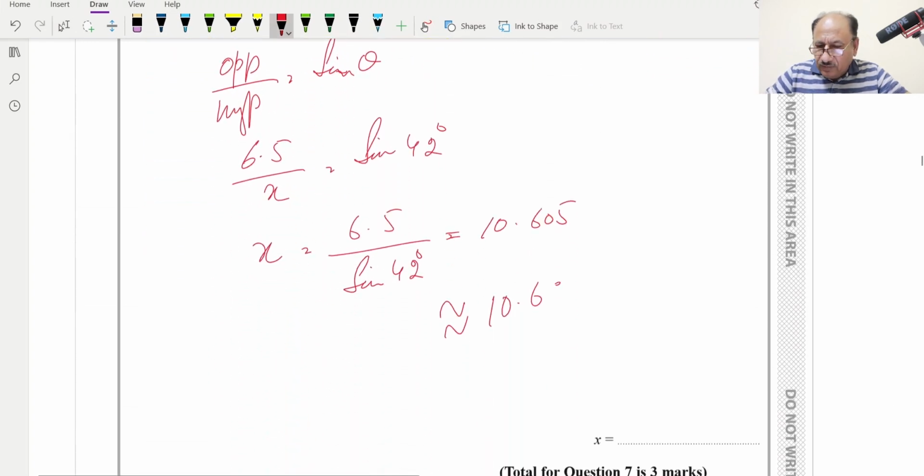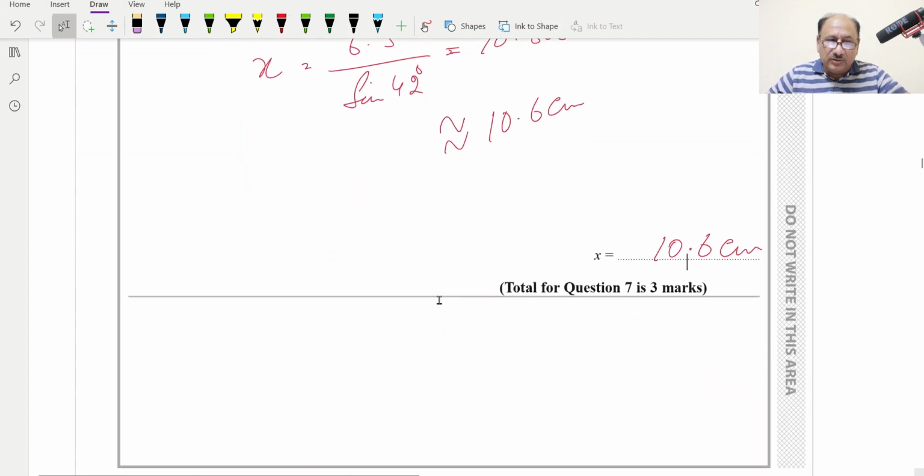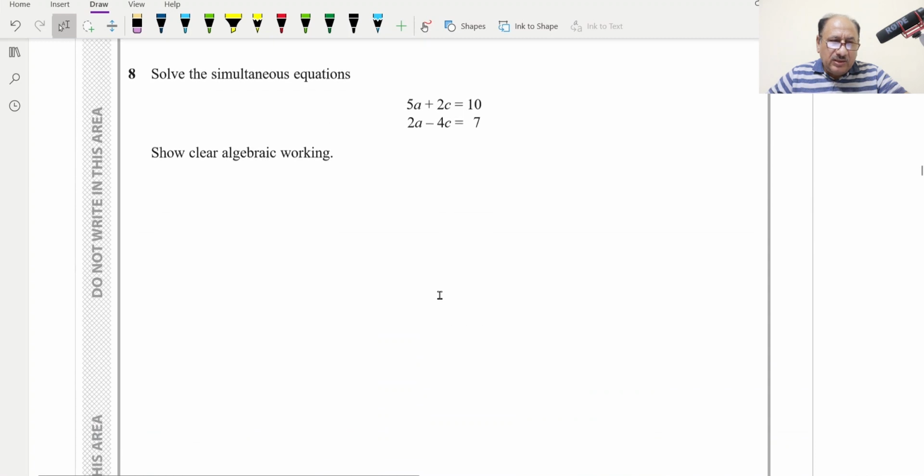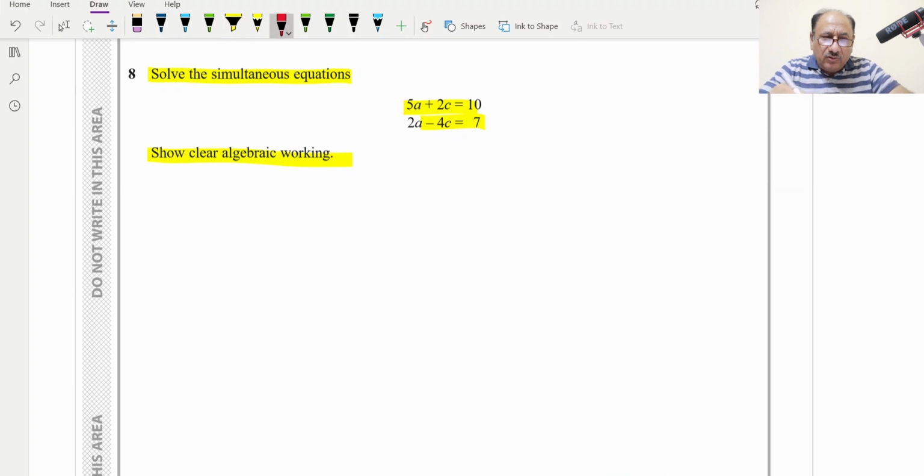Yes, this will be in centimeters, so 10.6 centimeters, because the unit has not been written, so you will have to write the units as well. This was a 3-mark question. Now question number 8 is a simultaneous equation question. They are saying solve the simultaneous equations. These two equations are provided. Show your clear algebraic working also.